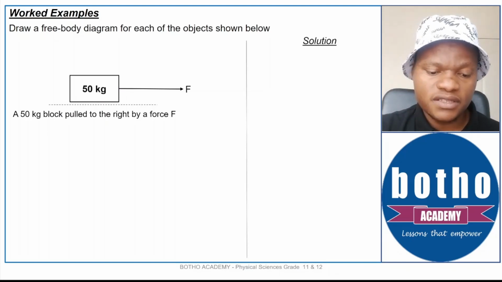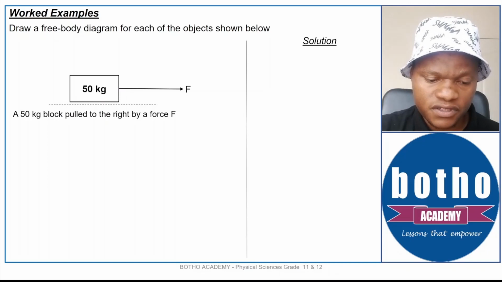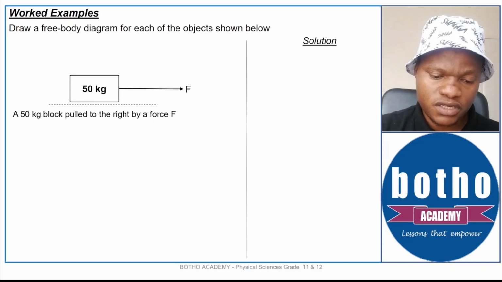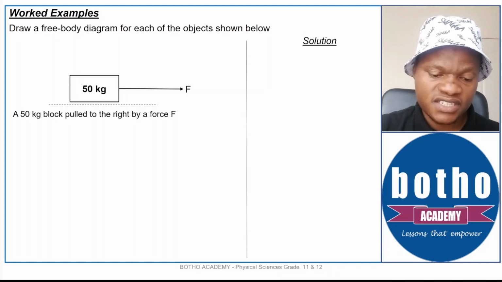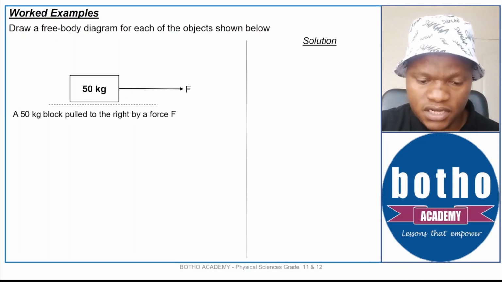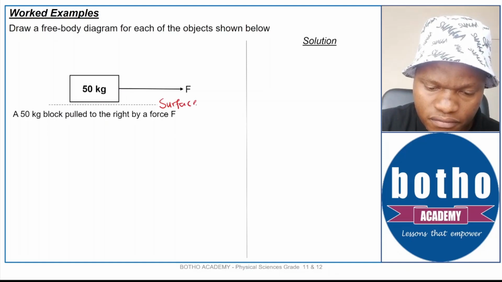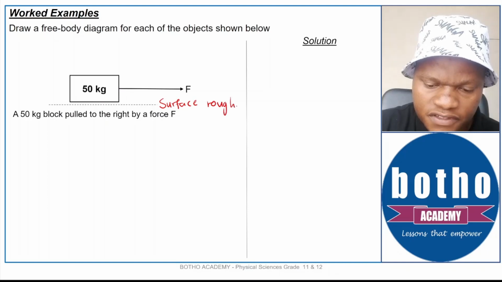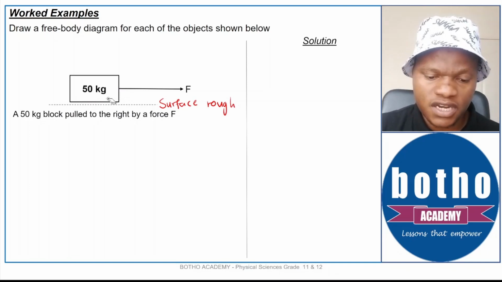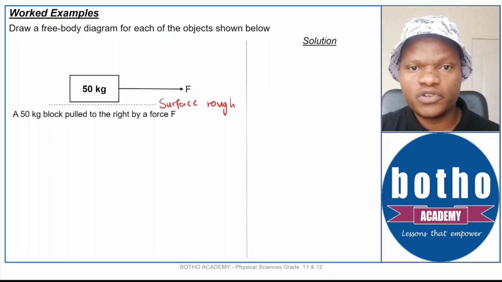As we can see, this is an object that is in contact with a surface. Unfortunately in this case, the information is incomplete because it has to be clear whether the surface is smooth or rough. Let us assume this broken line is a rough surface. If this is a rough surface, we expect that this object will experience a frictional force if it's sliding to the right. In this case, the box is pulled to the right. So how do we draw a free body diagram for this one?